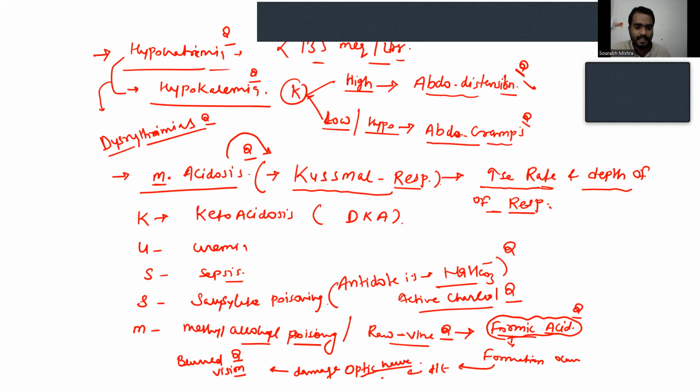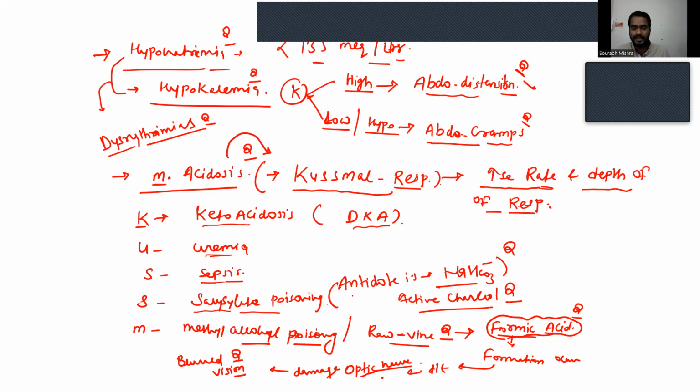Kussmaul respiration has some different situations. K stands for ketoacidosis, especially in a diabetic ketoacidosis patient, you see Kussmaul respiration. U is for uremia, in uremia condition also you can see Kussmaul respiration. S is for sepsis, in sepsis also you can see Kussmaul respiration. And S is for salicylate poisoning, where you see Kussmaul respiration. Salicylate poisoning is also known as overdose of aspirin.